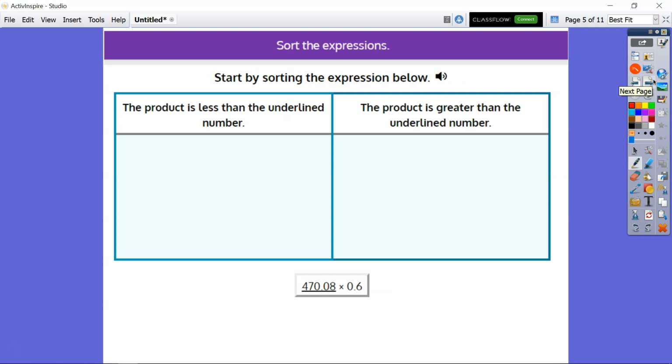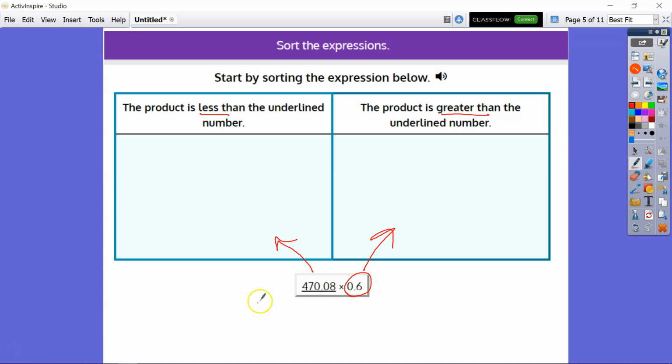All right, same thing here. I don't think I selected this one, so I might have to rewrite this one. On the next one, I made them drag and drop. So it says sort the expressions. Start by sorting the expression below. So we're going to either put this over here or over here based off of which category it goes in. We're sorting the product. So when I multiply 470 and 8/100 times 6/10, is the product less than the number underlined, or is the product greater than the number underlined? So I'm comparing it to this, so I know that this is my scaling factor.